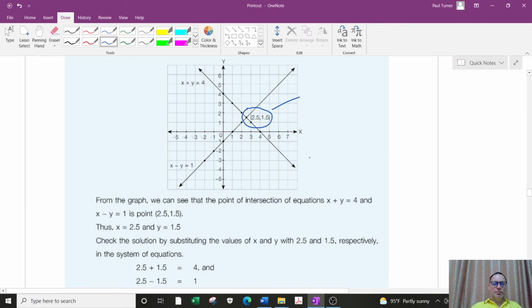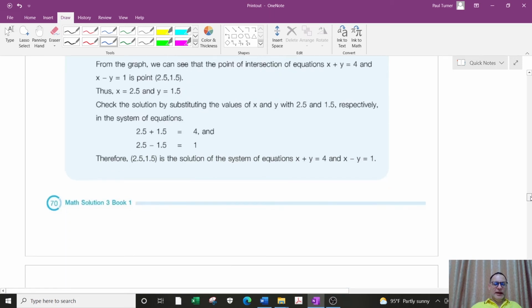Okay, I recommend you print this document to do these. If you draw them by hand, you may make errors with your axes and finding these points. Okay, so that one ended up as having decimal answers. So in this case, your solution is 2.5, 1.5, which you may not get accurately if you're drawing by hand.